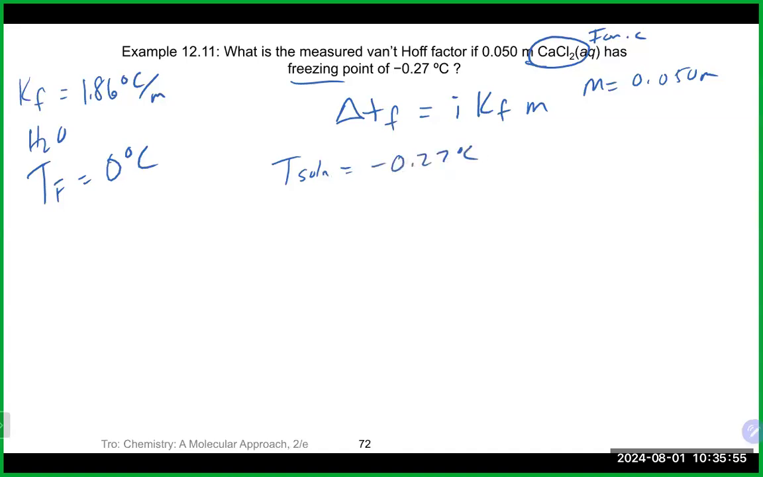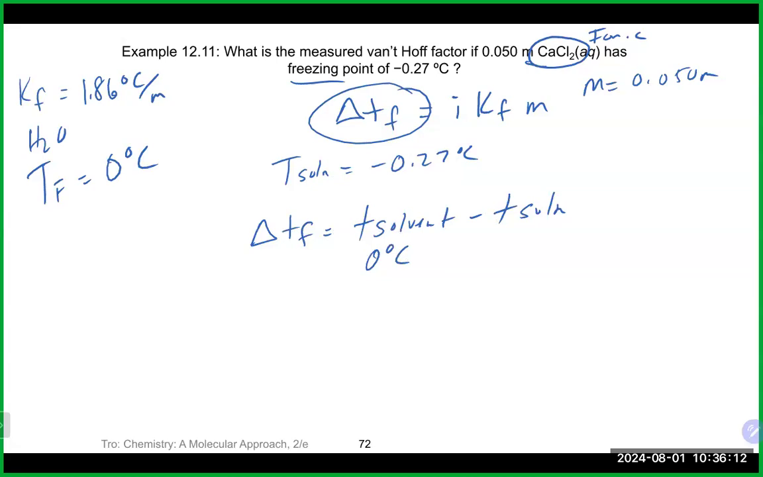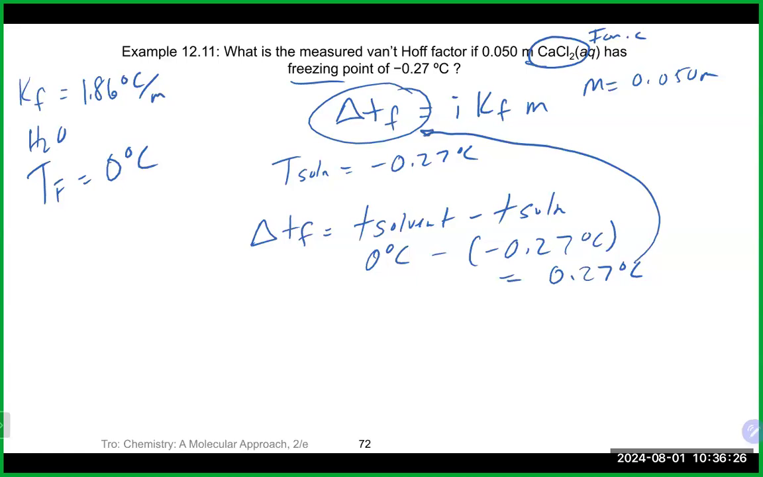0.27 degrees Celsius. Remember, as we talked about earlier, that is not the change in the freezing point temperature. The change in the freezing point temperature will be the temperature of our solvent minus the temperature of our solution. Water will freeze at 0 degrees Celsius minus our solution, which is minus 0.27 degrees Celsius. This is how our negative sign goes away, because now this value is the actual change that occurred, not the one with the negative.